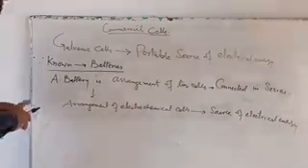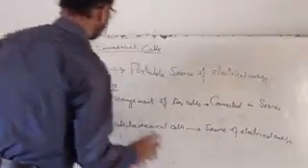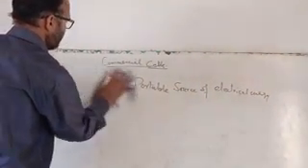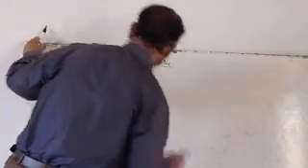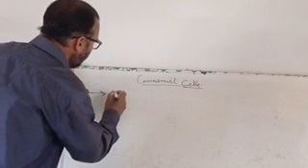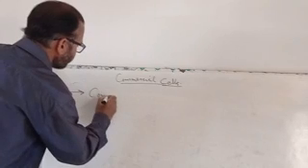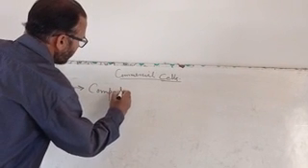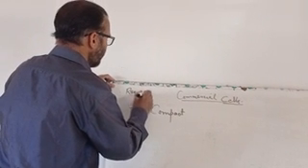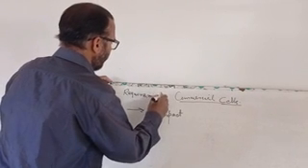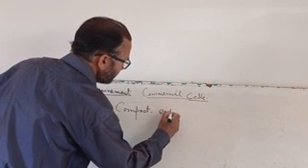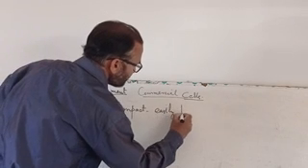So, now what are the requirements of a battery? What are the requirements of these cells? A battery or a cell should be, number first, compact and easily transportable.